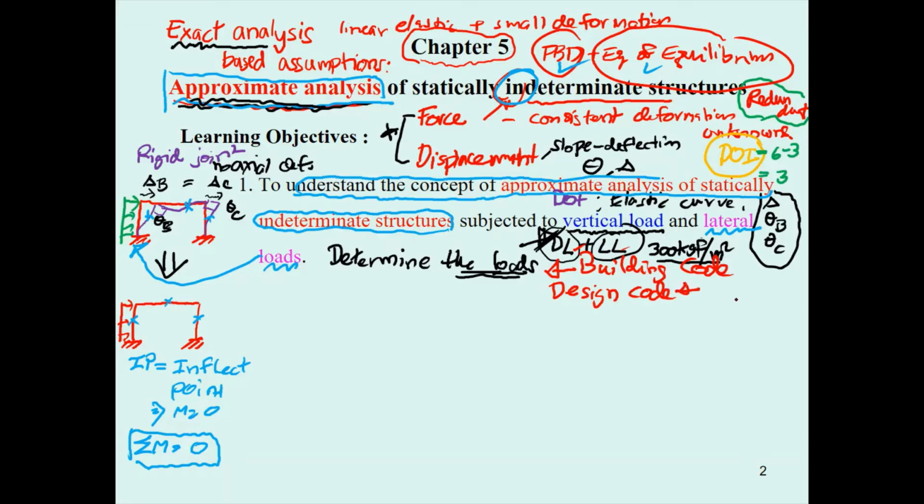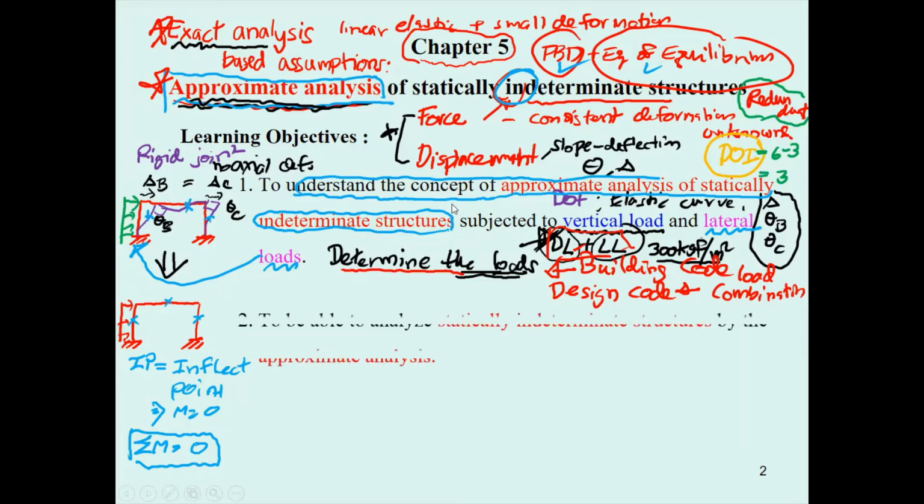This one will be used for what is called the load combination. For example, dead load plus live load, or dead load plus live load plus wind load, those kinds of things. After you determine the loads correctly, you will analyze the structure correctly, and then you will design the structure and get a good result.